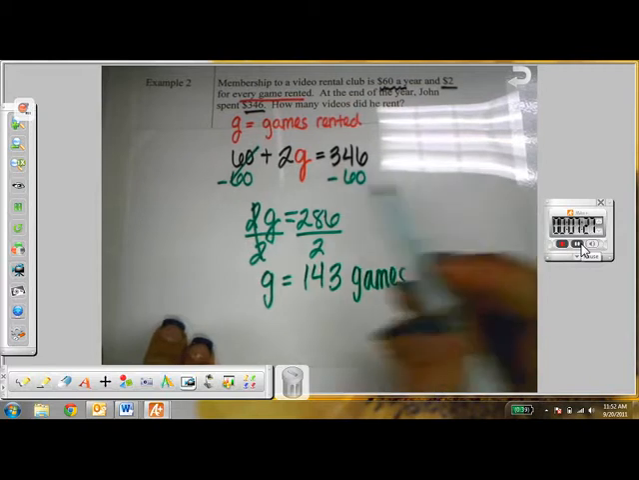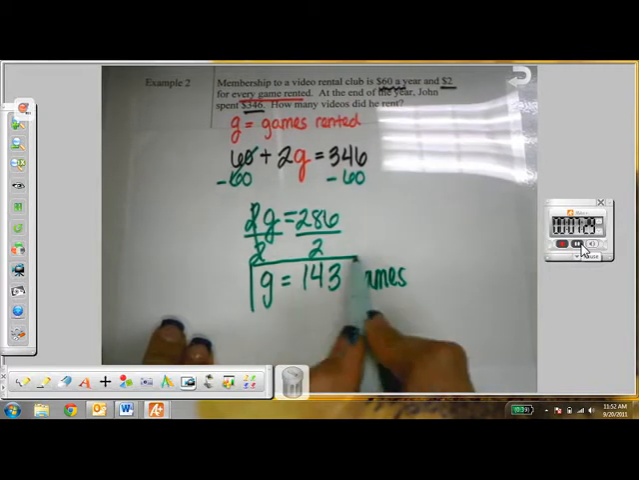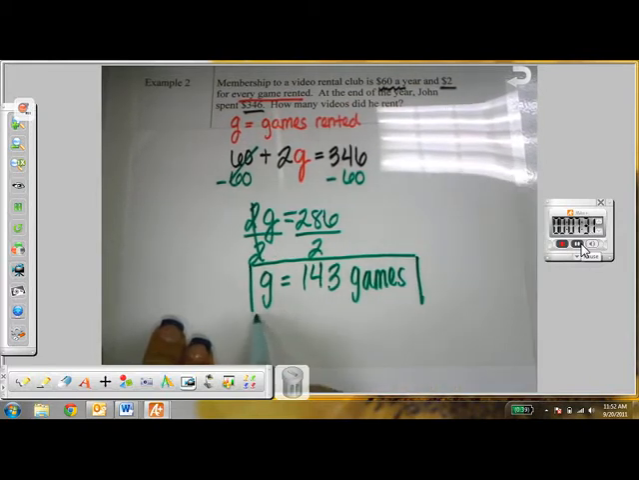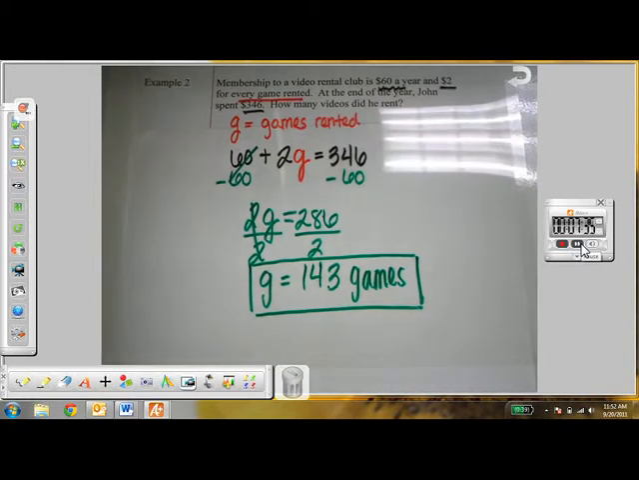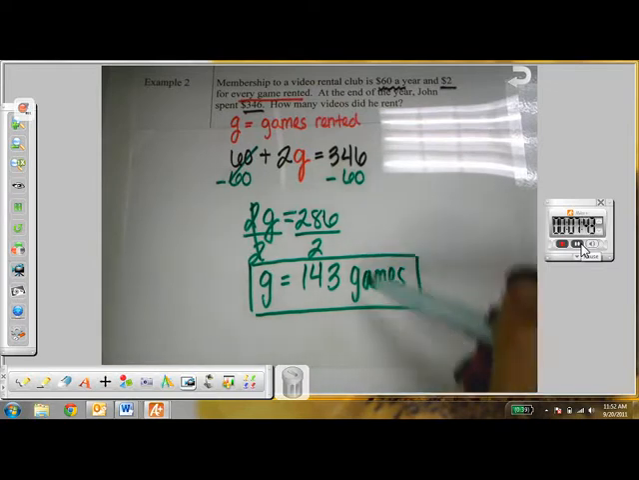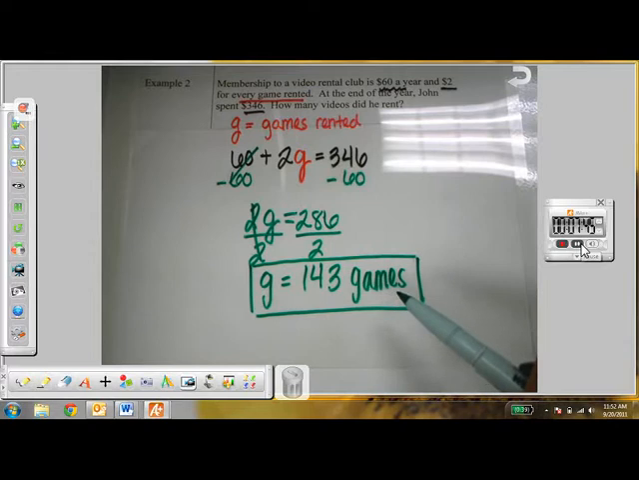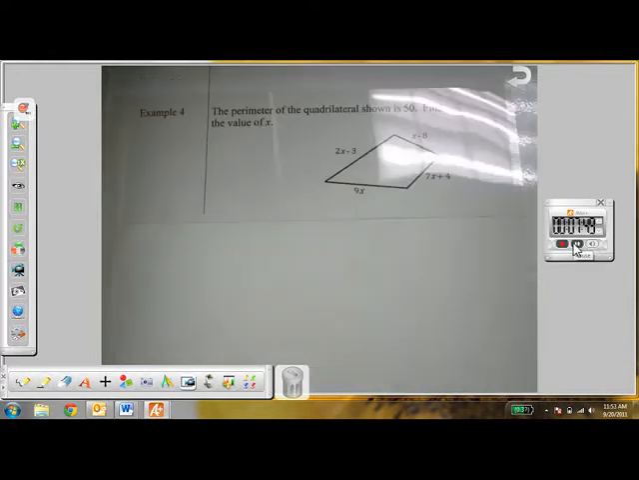What if you did 346 minus 60, which would equal 286, and then you left 286 divided by 2? That's exactly what I did. If you set it up differently without the 2? Have me look at it.